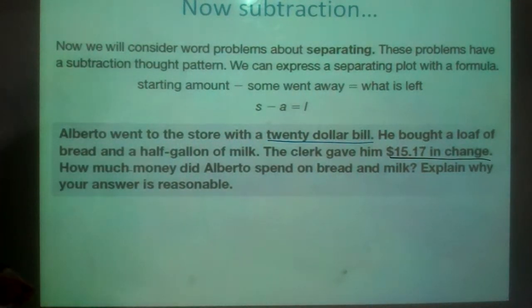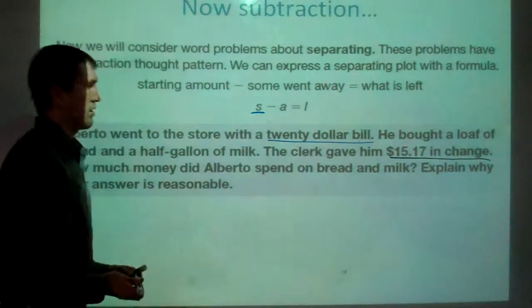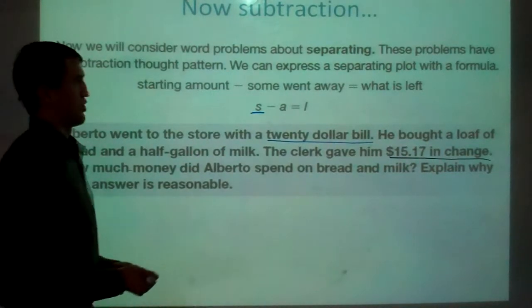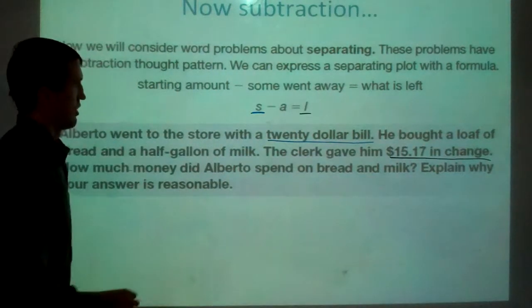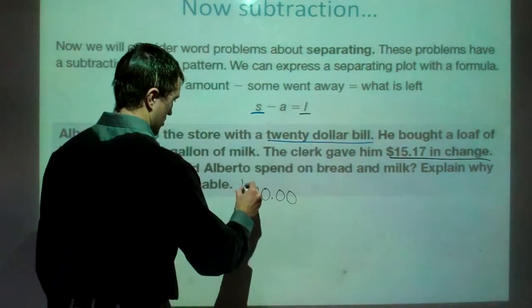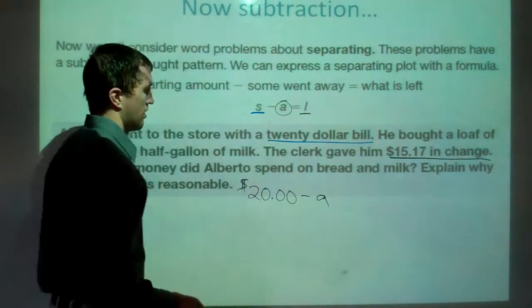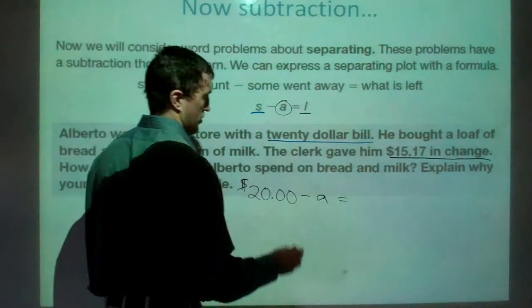Okay. $20 bill. That is our starting amount. And the clerk gave him $15.17 in change. That is what is left. So we can set up our equation. We have $20 minus A, we're solving for that, equals our change, $15.17.